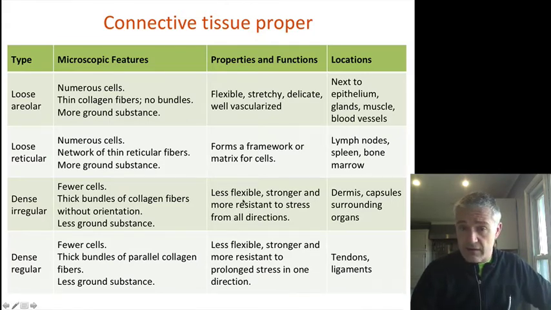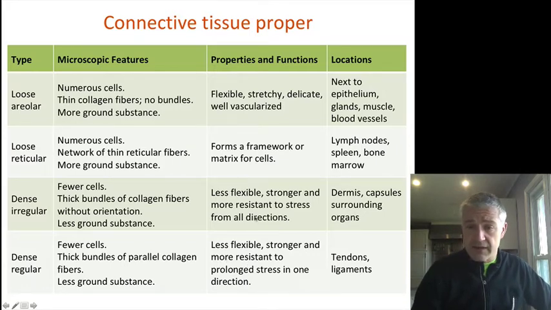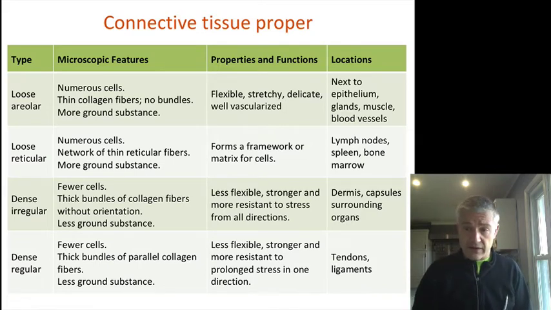The dense irregular is going to be, like I said, less flexible than some of the loose stuff here, but definitely has a little bit more flexibility in multiple directions than the dense regular, but it is going to resist pulling in all directions. We see this underlying the skin, surrounding organs, things like a perichondrium, a periosteum, these membranes that surround bones and cartilage are other examples where we'd see this.